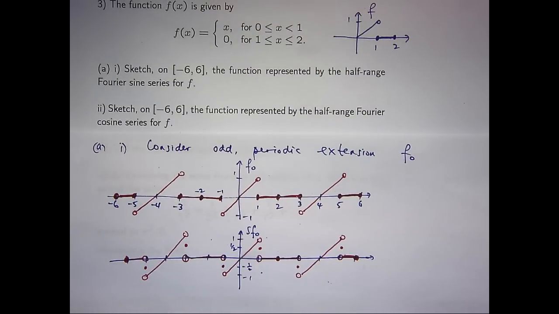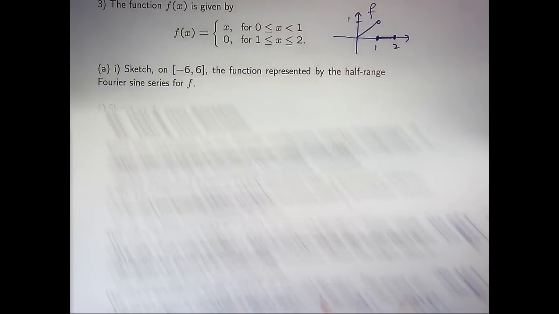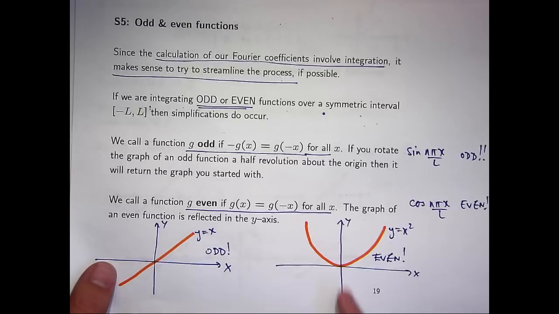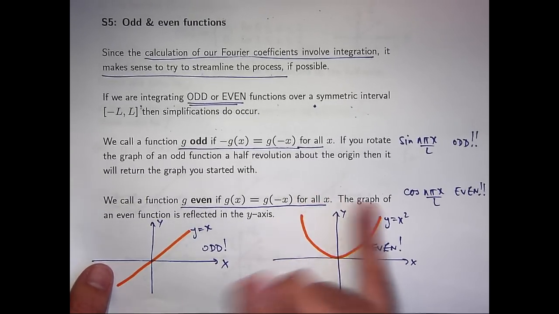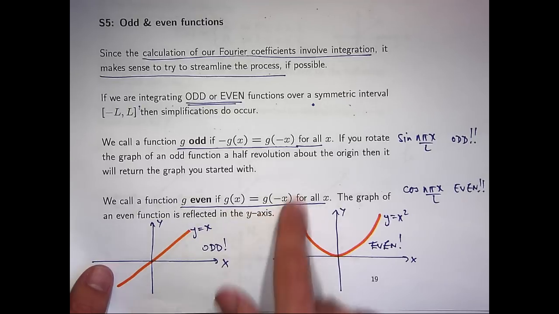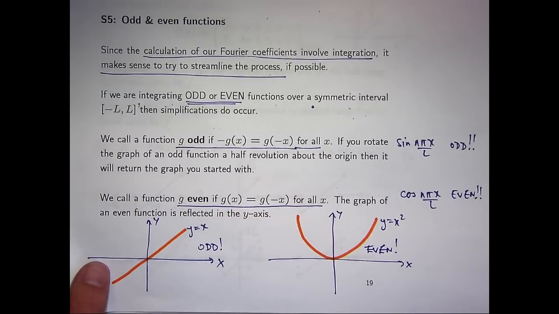Sketch on the interval -6 to 6 the function represented by the half-range Fourier cosine series for f. So what I'm going to do in this part, very similarly, the only change I'm going to make is that instead of forming an odd periodic extension, I'm going to make it even, an even periodic extension. Now remember, with even functions, you want this line of symmetry in the y-axis. Okay, sort of a reflection here. Again, there is a way of defining it algebraically, but usually our pictures are just as good in my opinion.